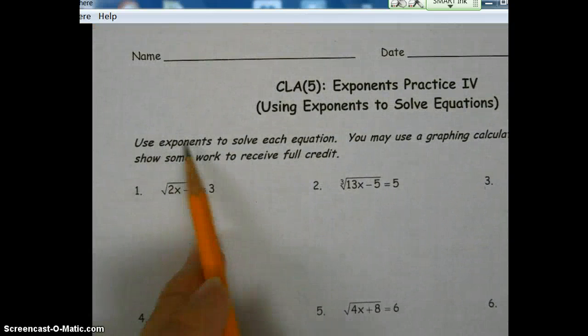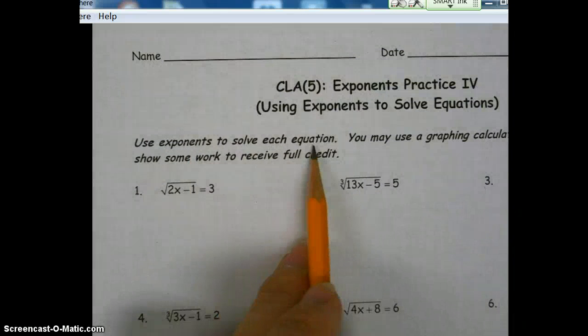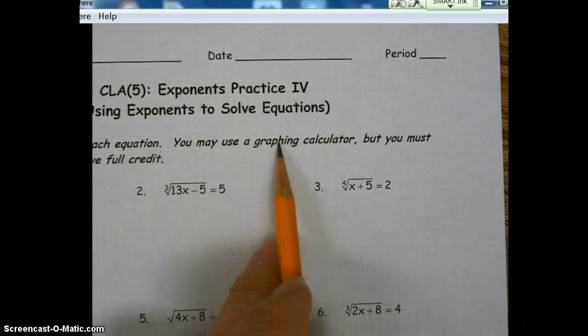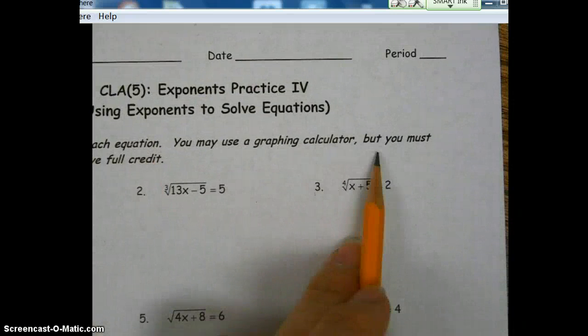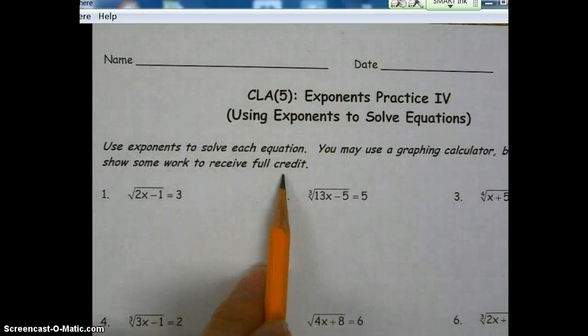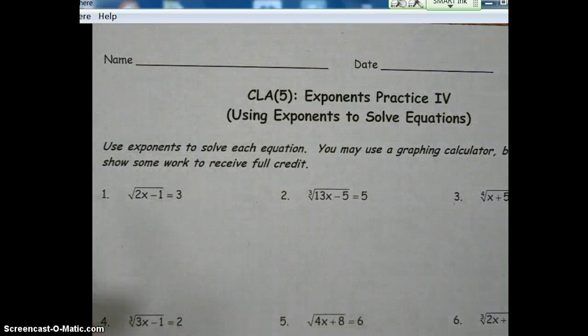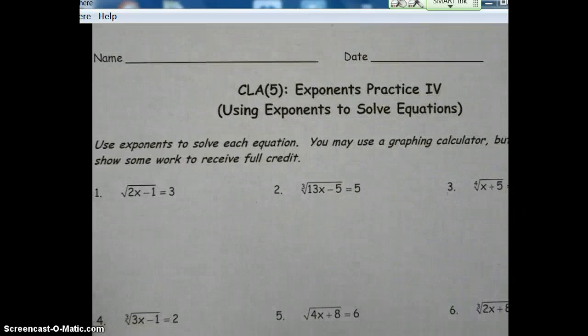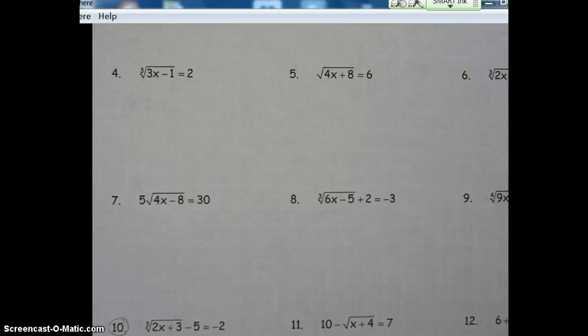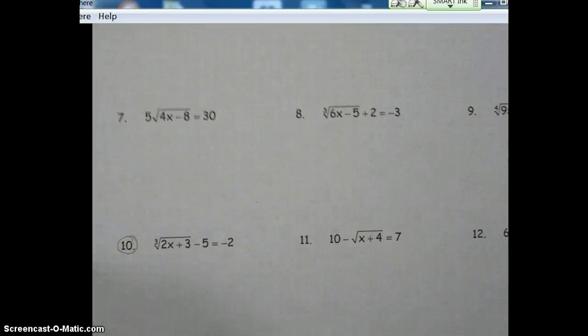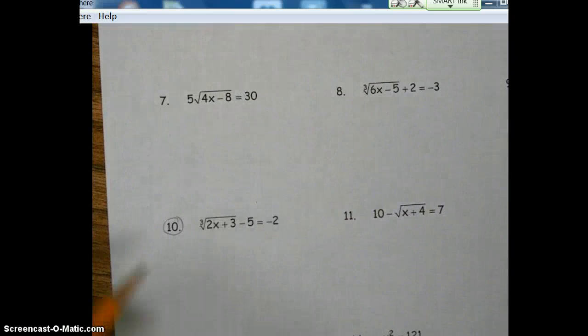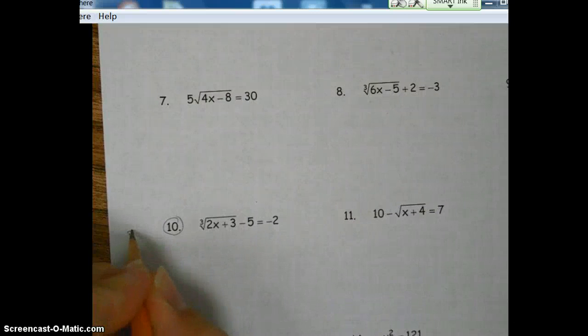It says use exponents to solve each equation. You may use a graphing calculator, but you must show some work to receive full credit. Well, let's just go ahead and use the algebra. On these problems, we're going to solve. So remember, when solving, we work PEMDAS in reverse.